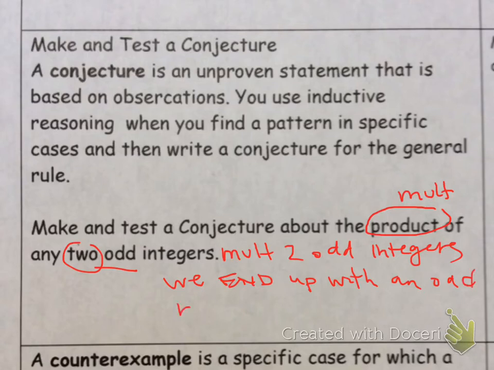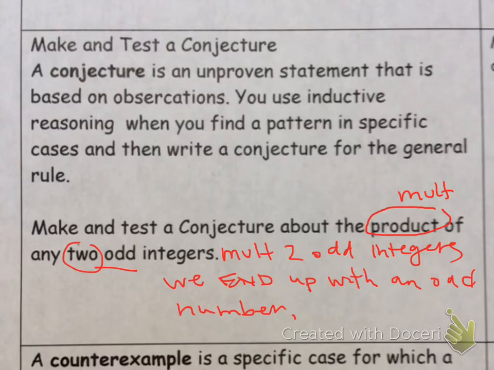Now, you guys, I don't know if that's correct or not. This was just a guess of something. You could have guessed something like if I multiply 2 odd integers together, they end up to be even. If I multiply 2 odd integers together, they always are positive. I mean, you could really come up with any conjecture. It's really a guess of what you think is going to happen.